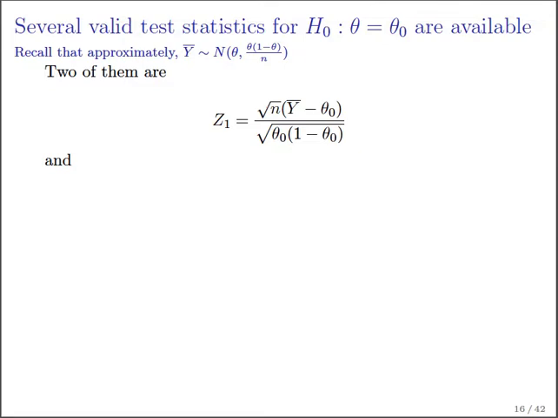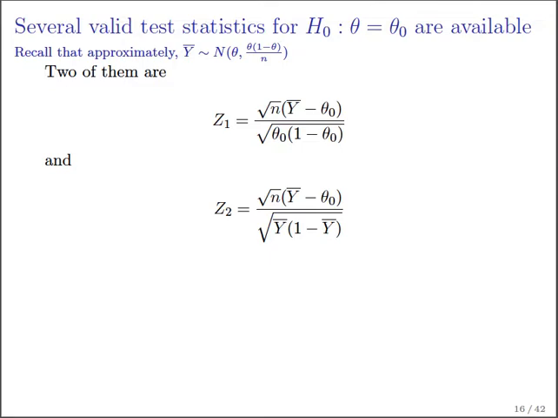And so the standardized mean is y bar minus theta 0 over the square root of theta 0 times 1 minus theta 0, divided by n, bring the n up into the numerator. Another version, instead of using the null hypothesis version in the denominator, you simply estimate it with y bar.